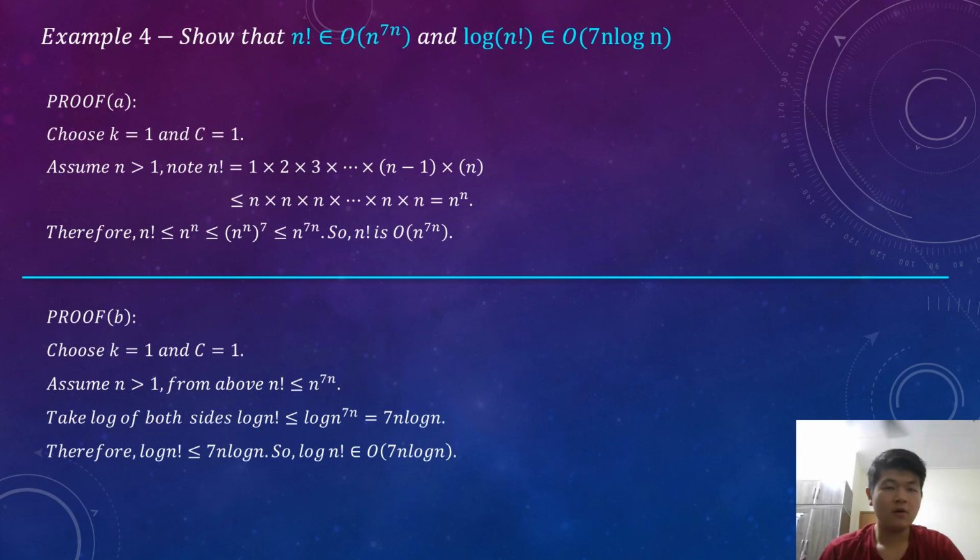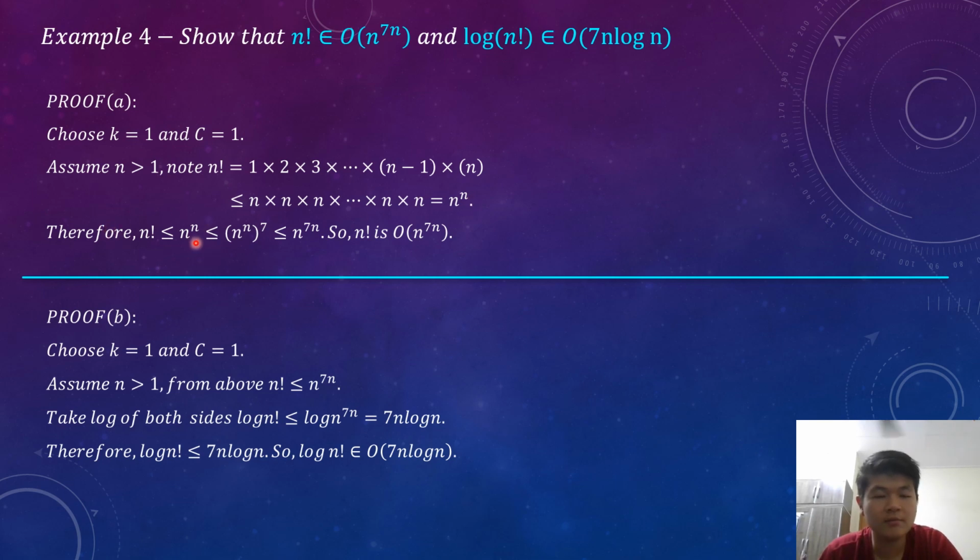So 4. n factorial is big O of n to the power of n, and log n factorial is big O of n log n. Okay, we separate the question. First we choose k equal to 1, c equal to 1, assume n bigger than 1. So n factorial is 1 times 2 times 3 until times n. We also can say this is smaller than or equal to n to the power of n.